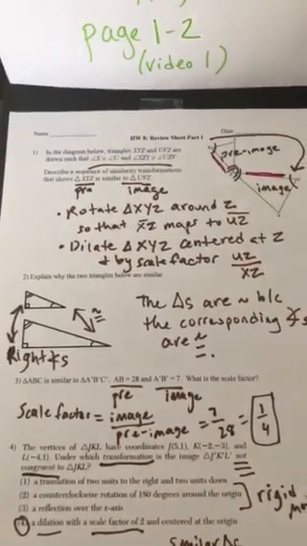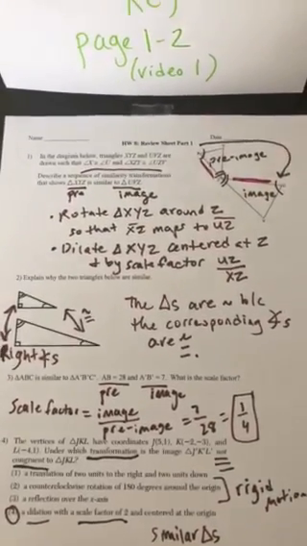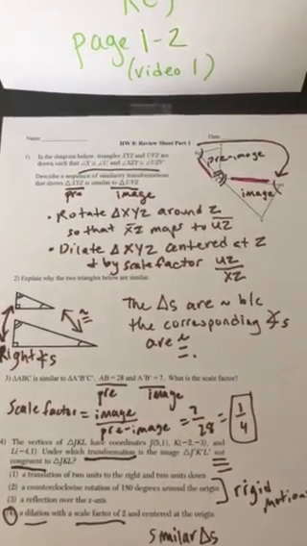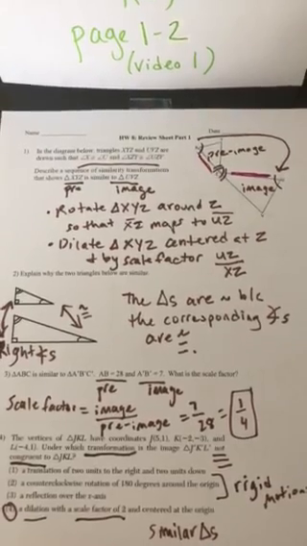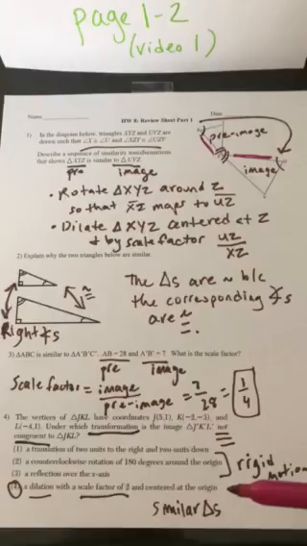Now the next question is explaining why the triangles are similar. Back in lesson 1, we learned that if the angles are congruent, the corresponding angles, then we know that the triangles are similar. And that's my little explanation over here. And look at all the angles. I made sure they all checked up.